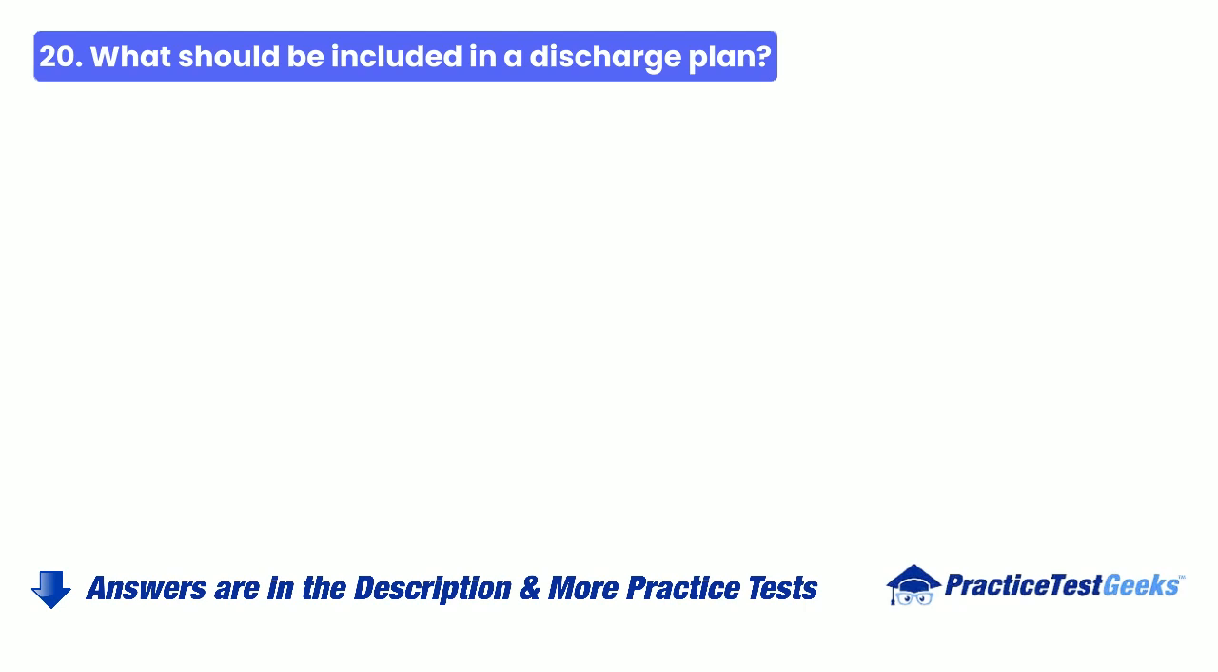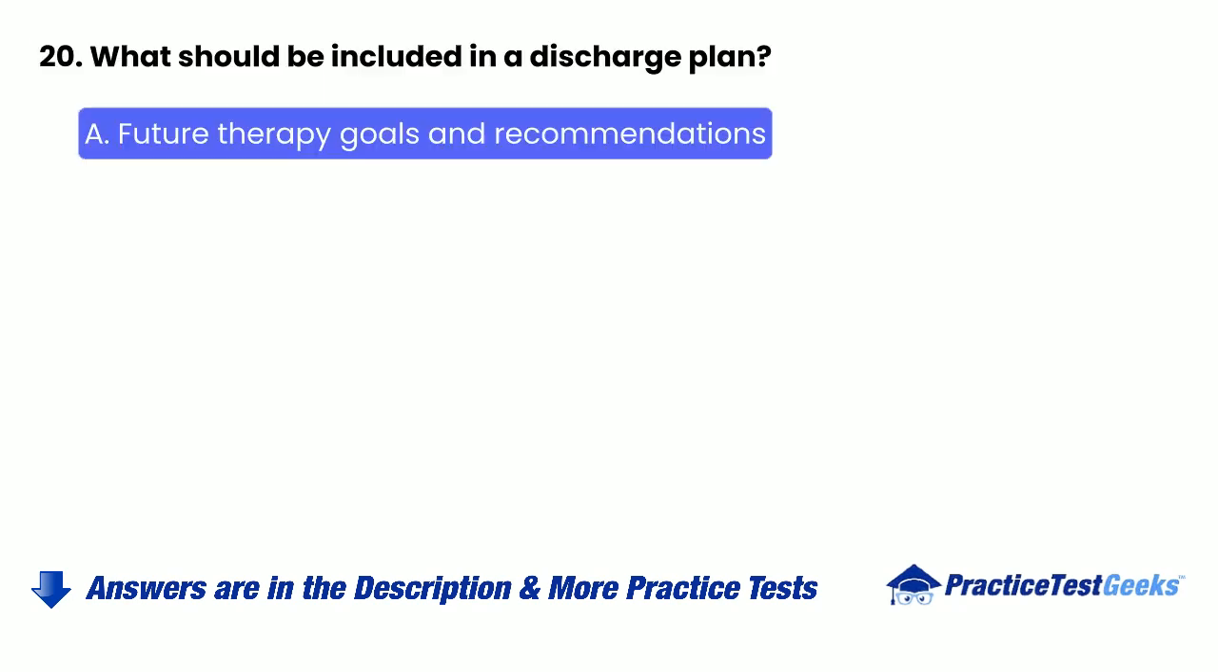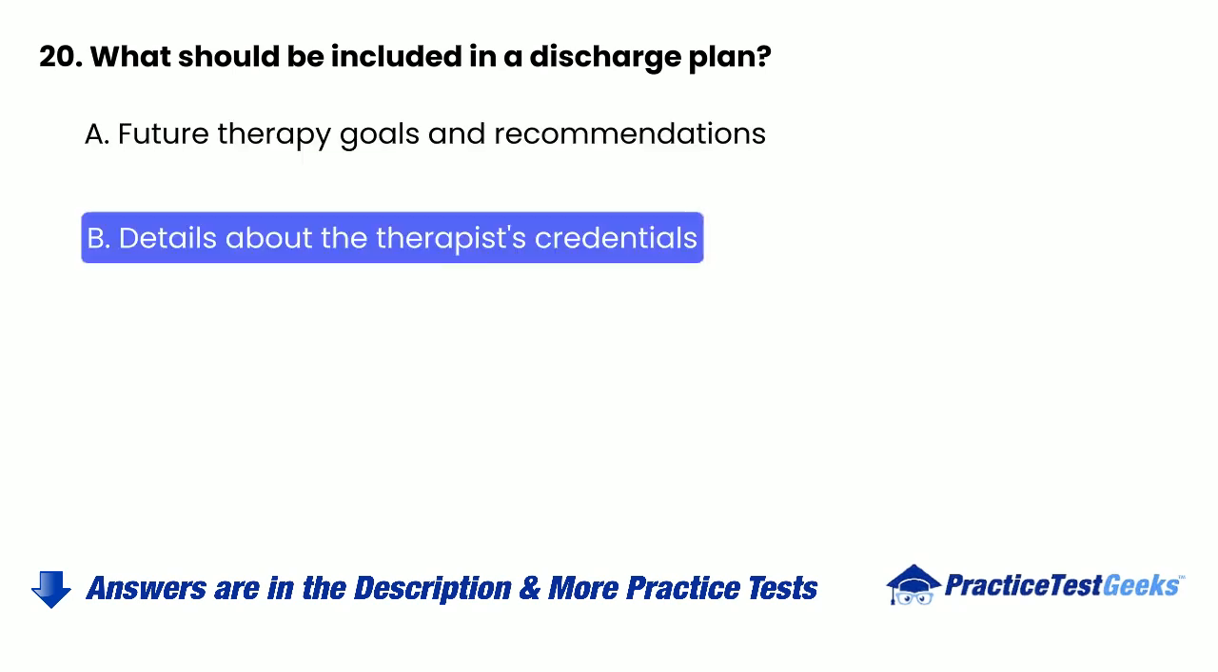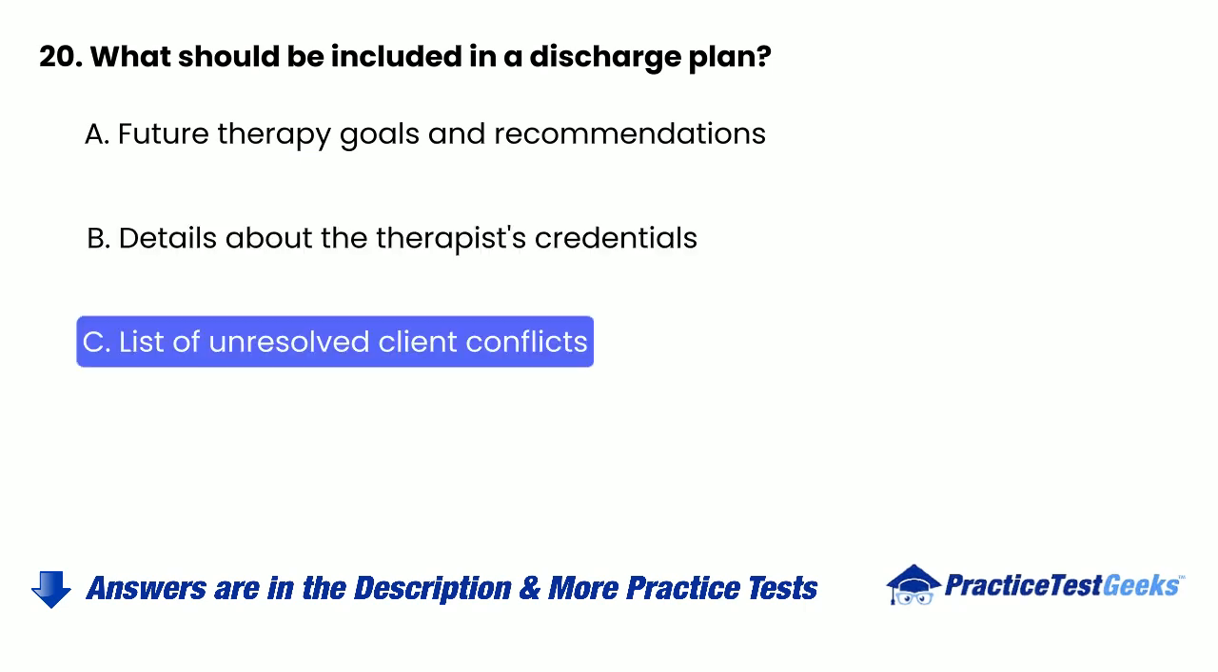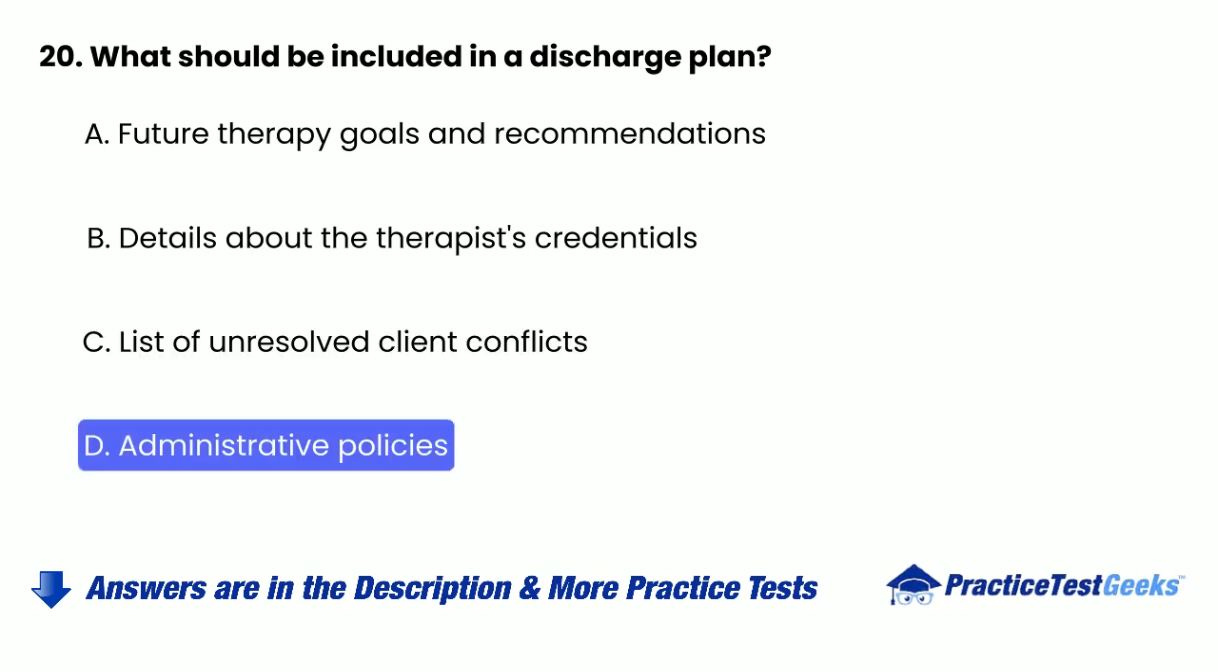What should be included in a discharge plan? A. Future therapy goals and recommendations. B. Details about the therapist's credentials. C. List of unresolved client conflicts. D. Administrative policies.